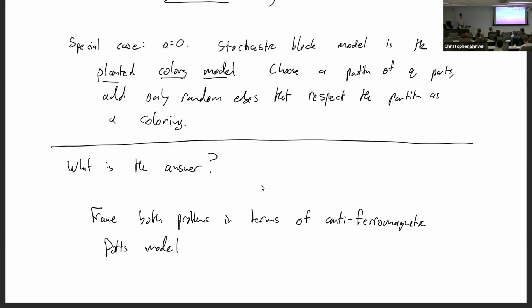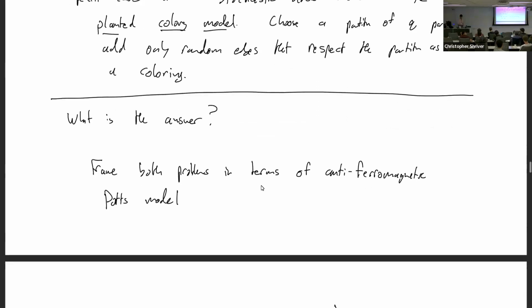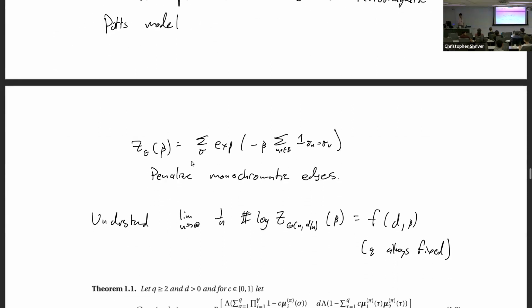But first, what we're going to do is frame both problems in terms of the anti-ferromagnetic Potts model. So let me just define that. It's like the Ising model I defined yesterday, except you have Q colors, assigning Q colors to the vertices of the graph. The partition function sums over all colorings, exponential of minus beta times the sum over edges of the indicator that you get the same color. So we're penalizing exponentially in beta having monochromatic edges. Now if you take beta to infinity, this is the uniform distribution on proper colorings.